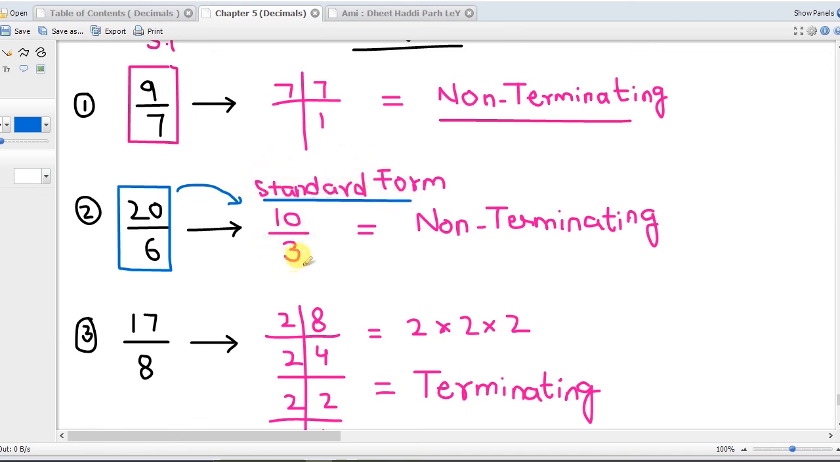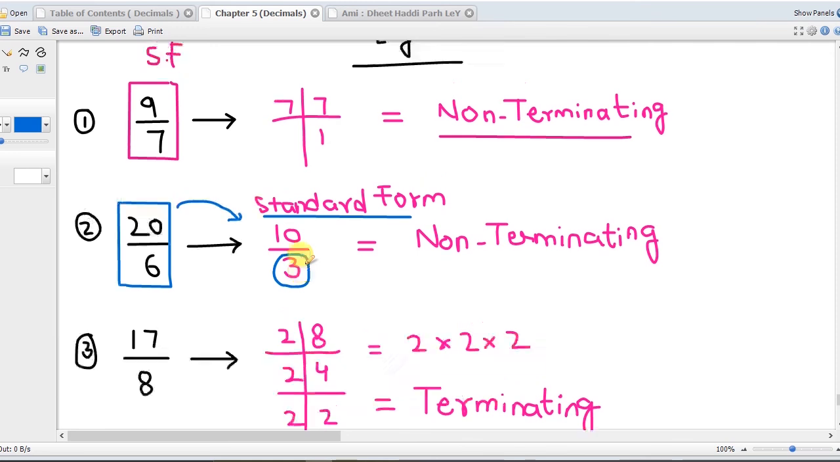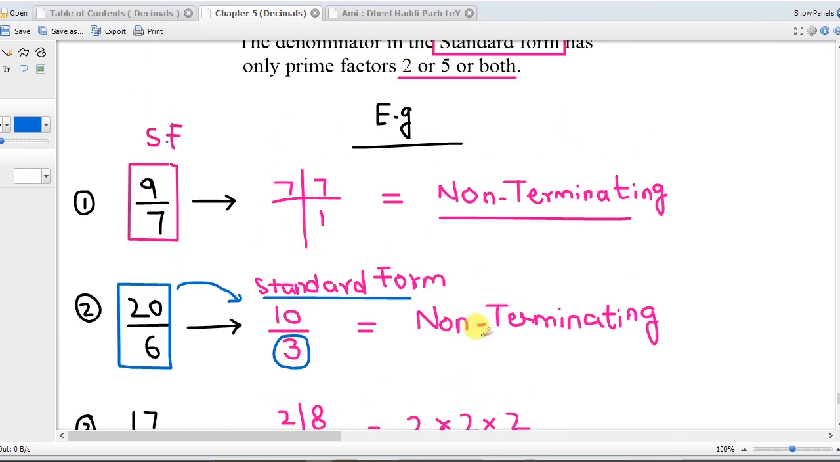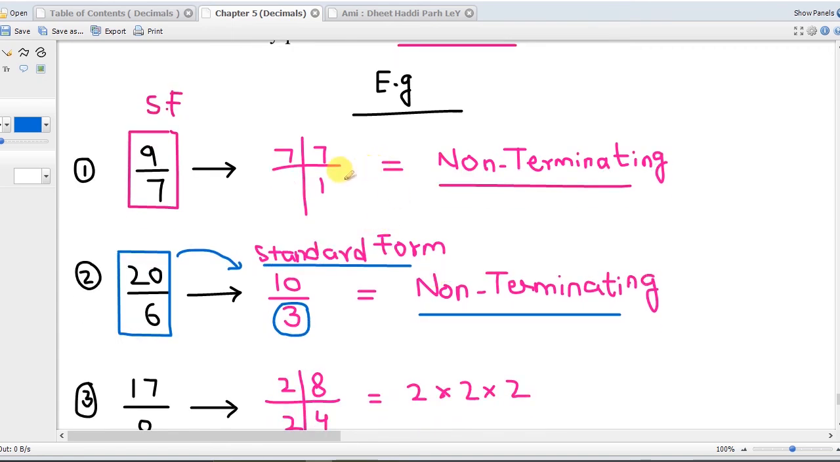Now start making the factors of the denominator value 3. The factor we are getting is 3. So we are not getting either 5 or 2. It means this is non-terminating. For terminating, the factors you're getting must be either 2 or 5 or both, right?